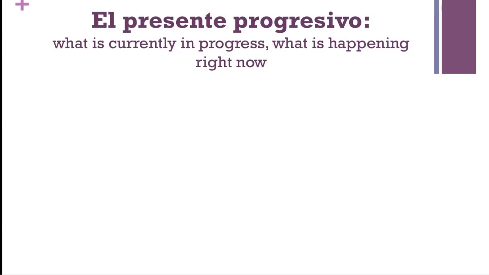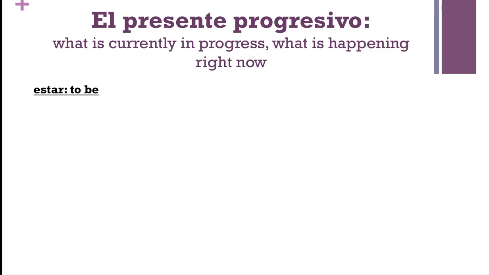Now let us slide into the presente progresivo. We'll still be speaking in the present, but the present progressive focuses on something that is happening right now at this very minute, like the fact that I am speaking and you are listening. The presente progresivo has two steps. The first step is to conjugate estar.